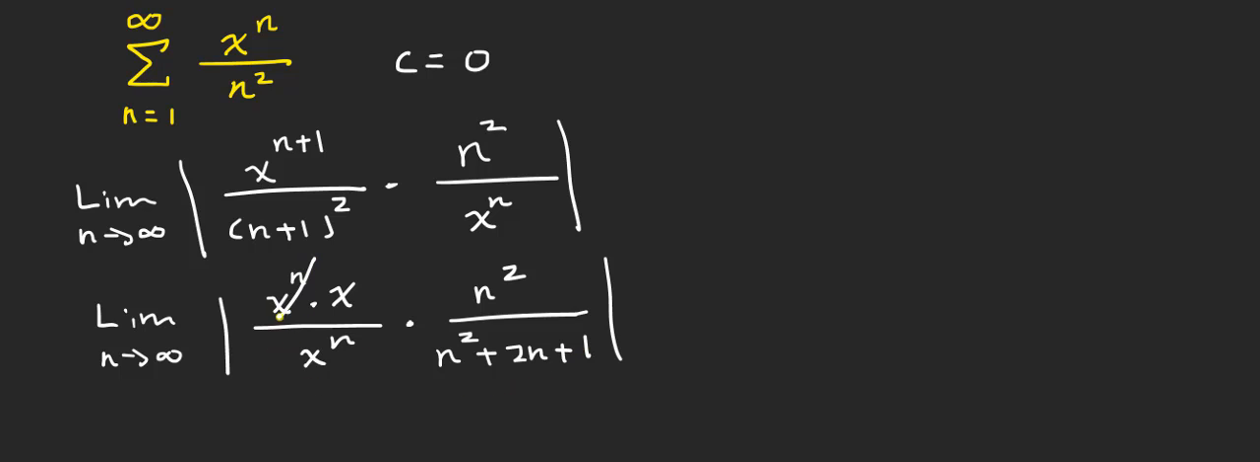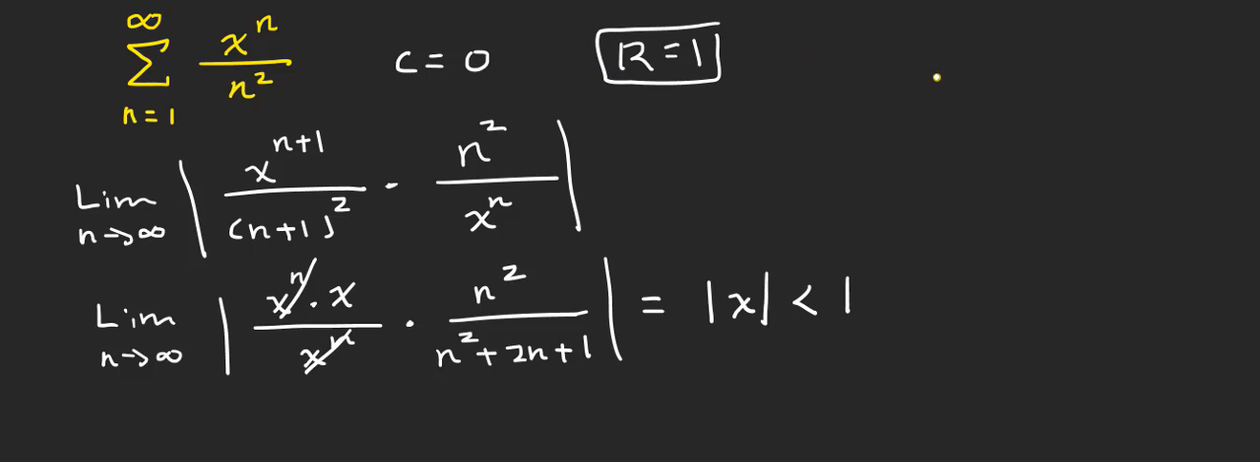Now x to the n cancels out. And as n approaches infinity, you know that this will approach 1. So you get the absolute value of x. Now you know that by the ratio test, in order for this to converge, the absolute value of x has to be less than 1. So we know that the radius of convergence is 1. Also, the absolute value of x is less than 1. That means x has to be greater than negative 1 and less than 1.